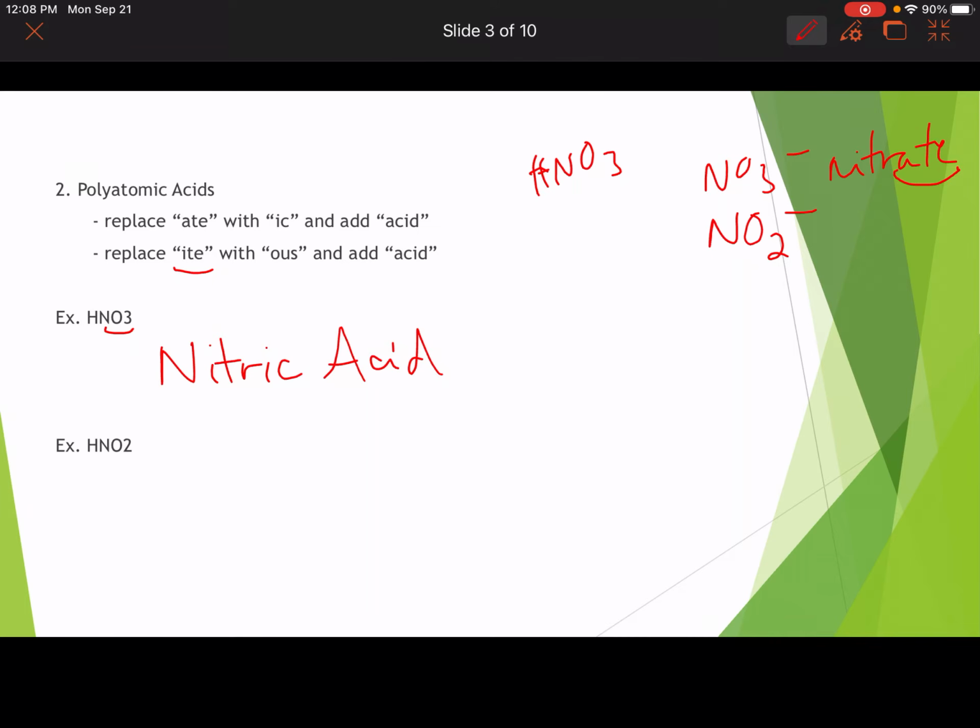Now the next one would be hydrogen nitrite. So hydrogen nitrite, and because we have the nitrite, I'm going to change that ite to ous. So this name is nitrous acid. Okay, so nitrous acid. Just familiarize yourself with those naming rules and make sure you can figure that out. I'm just trying to think, is there an assignment on that? I don't think there is, but it's one of those things you will just pick up as you use it.